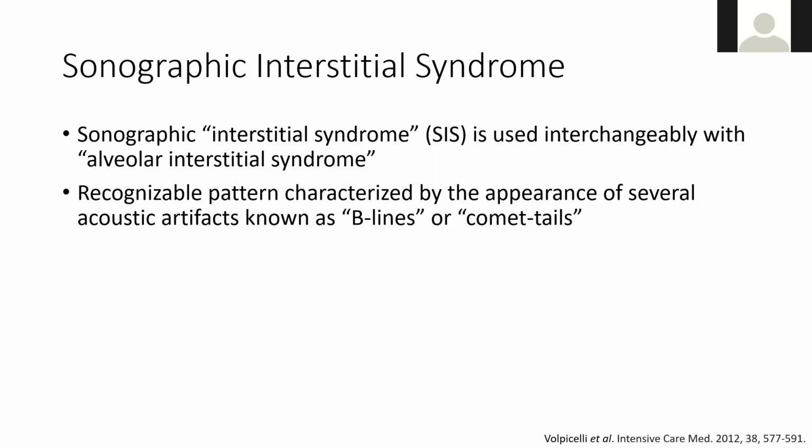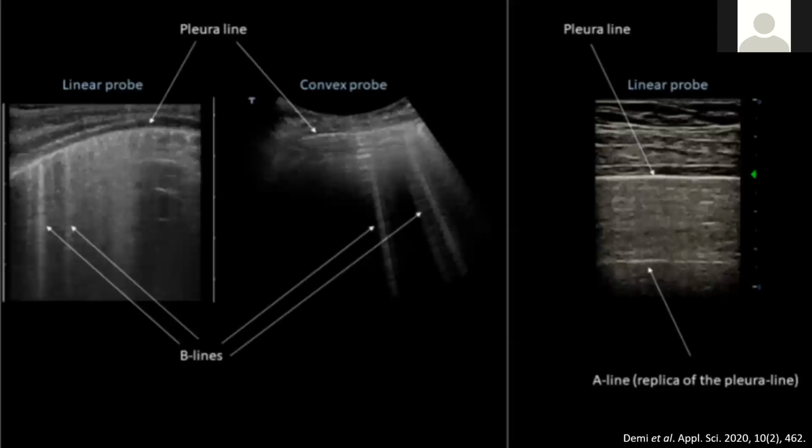Now, moving on specifically to sonographic interstitial syndrome, sometimes that's used interchangeably with the term alveolar-interstitial syndrome, but it's essentially a recognizable pattern characterized by the appearance of several acoustic artifacts known as B-lines or comet tails. Now, I think everyone here is probably quite familiar coming to these focus rounds with distinguishing between A-lines in a healthy lung and the B-line artifacts that are described in interstitial syndrome, so I won't spend too much time on that.